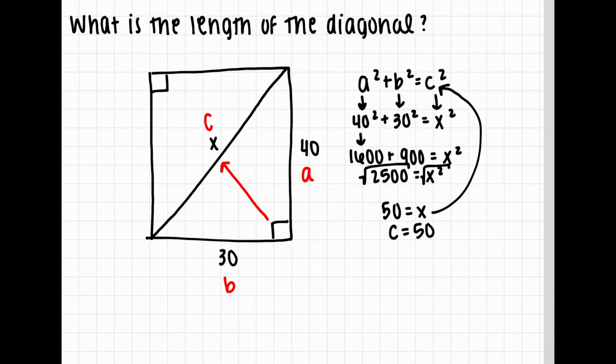It is important to note that this was a 3, 4, 5 multiple. If I multiply 3, 4, and 5 by 10, I get 30, 40, and 50. So if you saw that and you automatically knew C was 50, cool. If not, use the Pythagorean theorem.